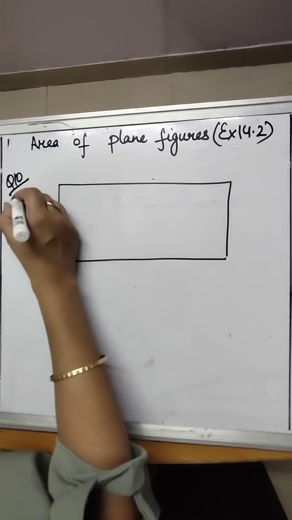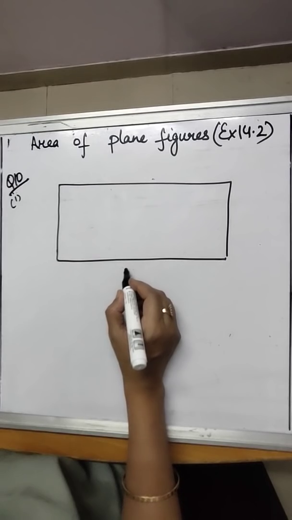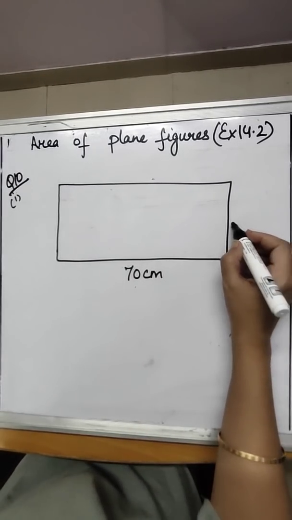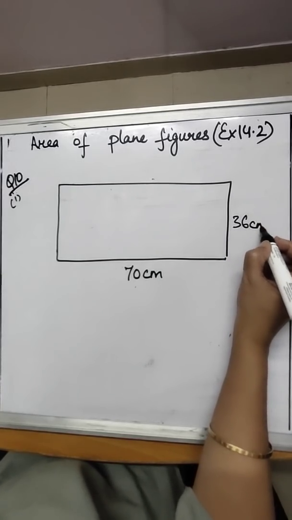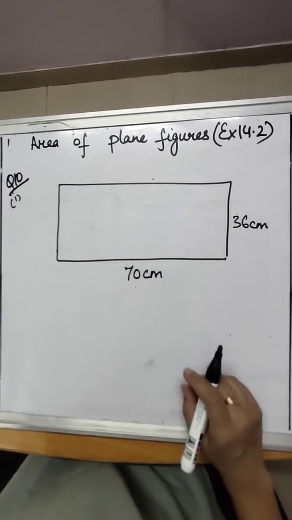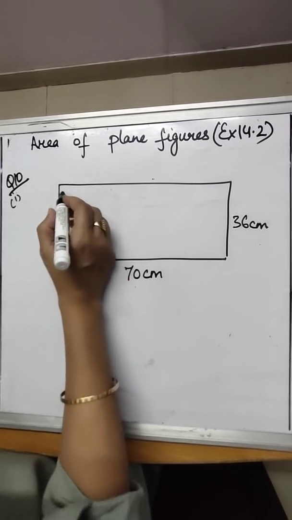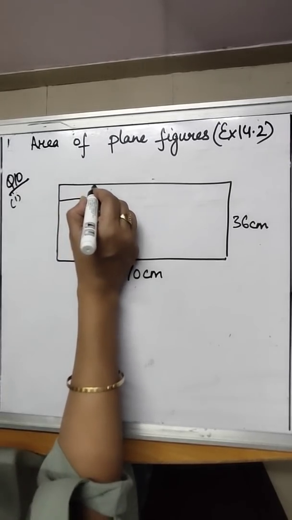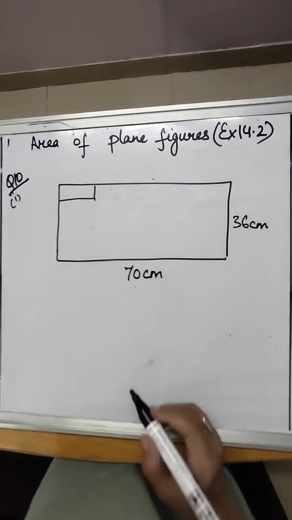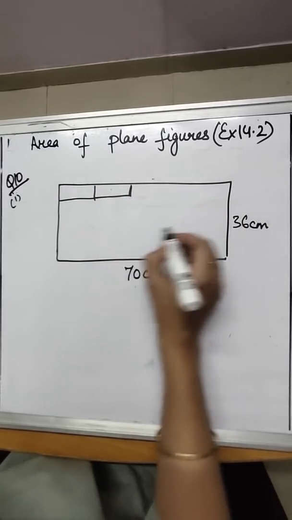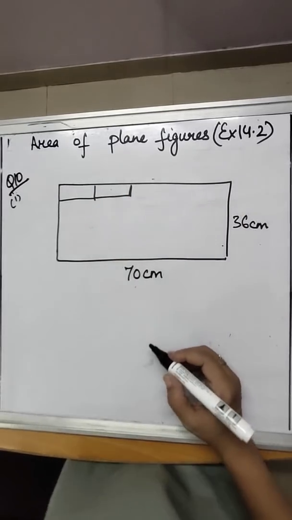So I'm taking the first part. Second part will be your homework. So this is 70 centimeter and this is 36 centimeter. And inside this, they're saying, how many tiles will be needed to cover it. So how are we going to tile it? We are going to tile it like this. Then we are going to put the second tile like this, and then we are going to cover the whole portion with the tile like this.